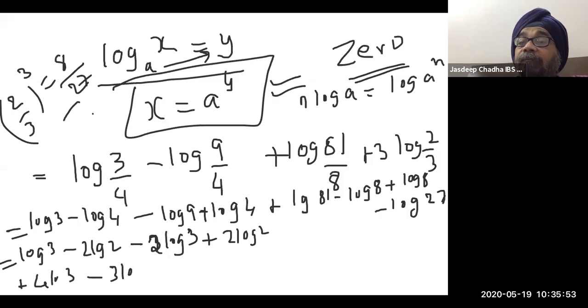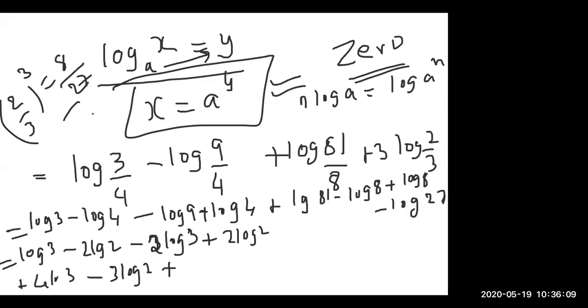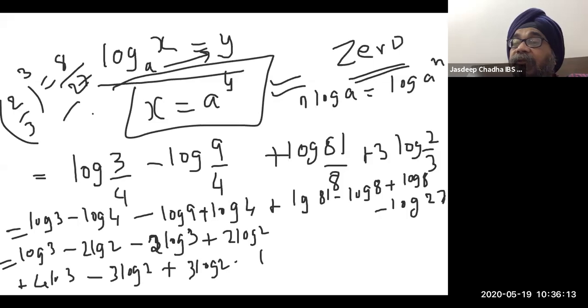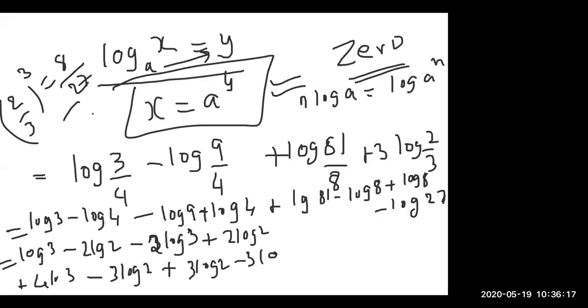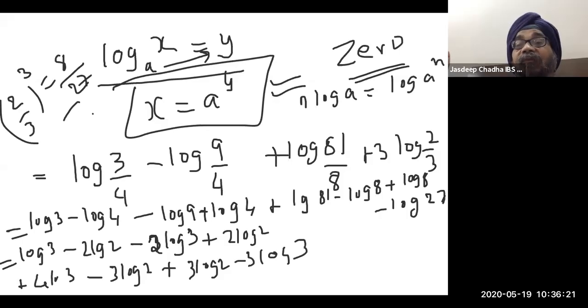It is 2 cube. 8 is okay. Plus log 8. Log 8 again, it is 3 log 2. Log 2 only. Minus 3 log 27, 27 is 3 cube, so 3 log 3. Now if you just simplify it, you will see everything will cancel out.